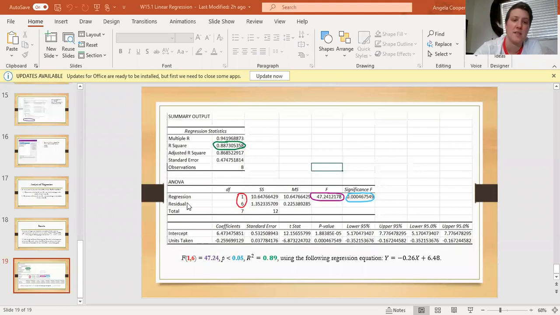So this F, your degrees of freedom, is F(1, 6). I've circled and color coded: the numbers that are circled are the numbers that are plugged in here. Red circle, red numbers, that's where we got that 1 and 6. Purple circle, F is 47.24. P is less than 0.05, so we know we have statistical significance because this p-value is so incredibly small. And our R squared is equal to 0.89. This is using the regression equation that we used before.